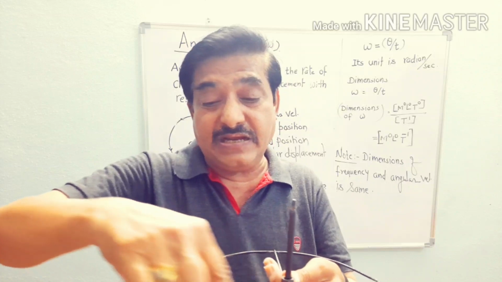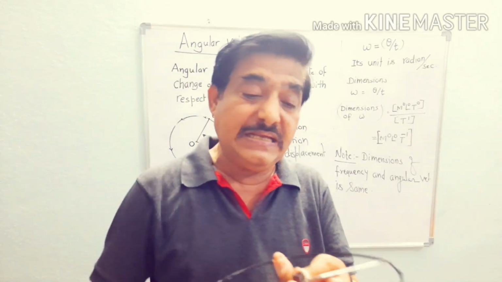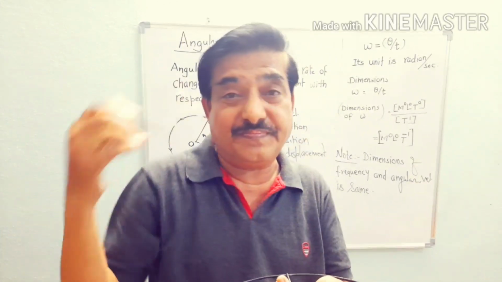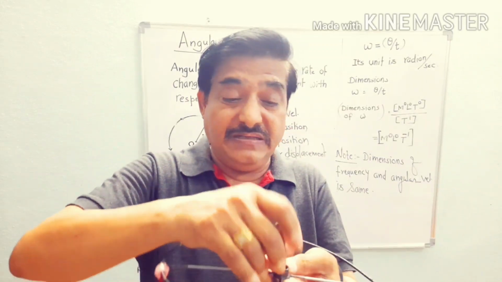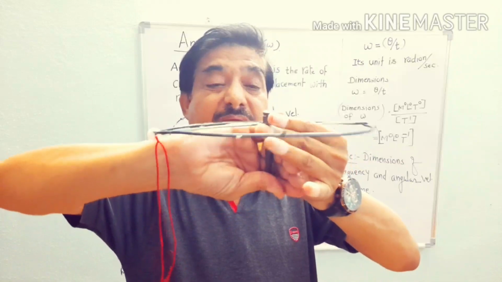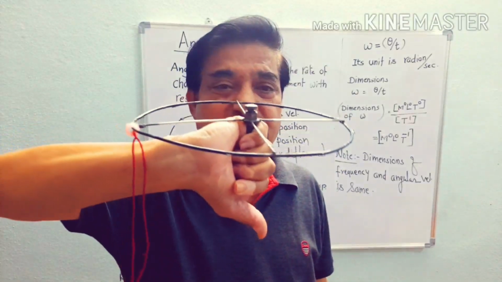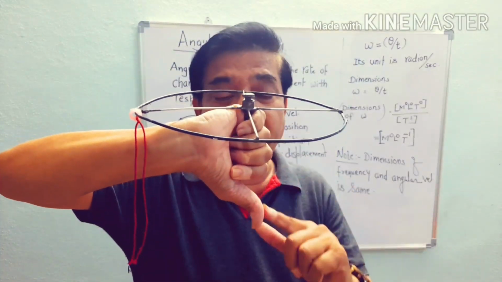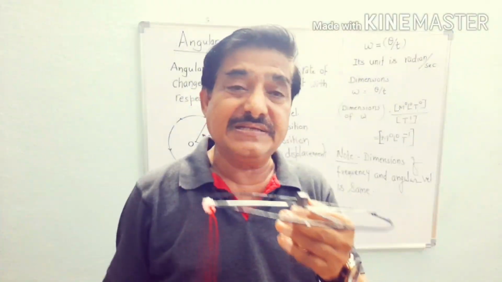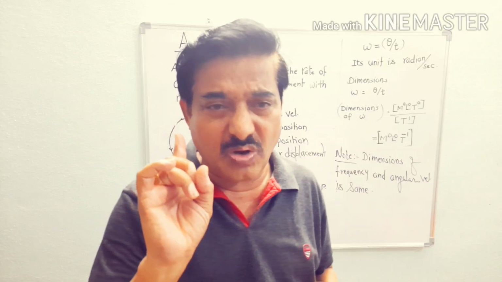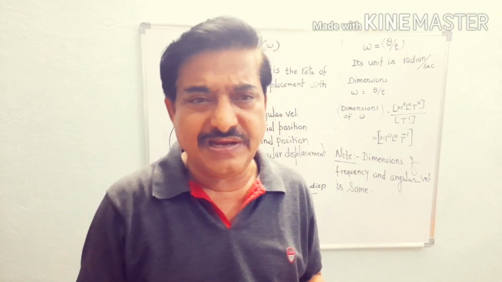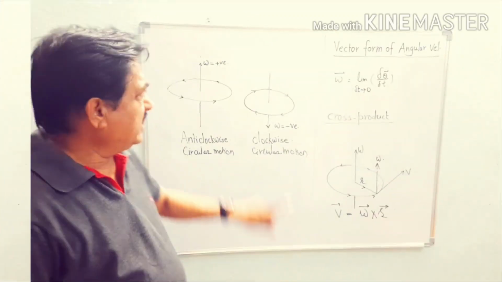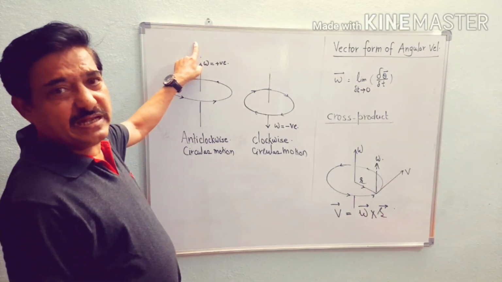The second sign convention is that if a particle is revolving in a circular motion in a clockwise direction, then holding the axis of rotation with the right hand like this with an outward stretched thumb, the resultant vector will be in a downward direction and it is taken as negative. It means for clockwise circular motion, omega is negative, and for anti-clockwise circular motion, omega is positive. The diagrammatic representation of the sign convention is like that.